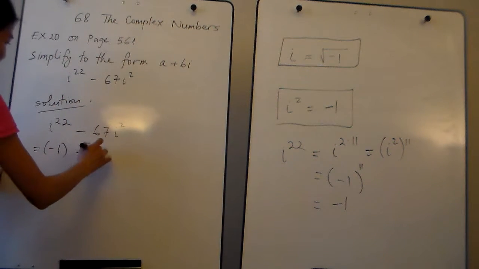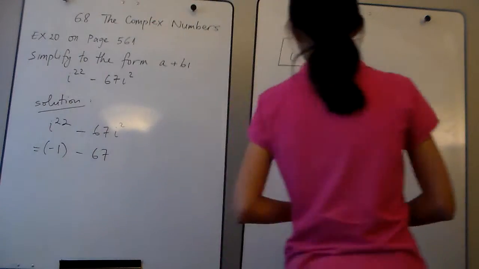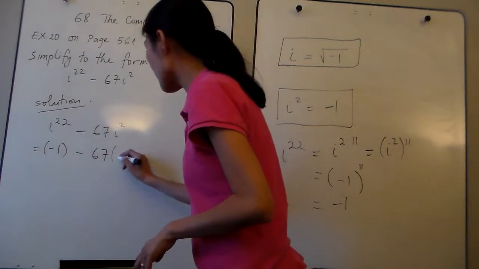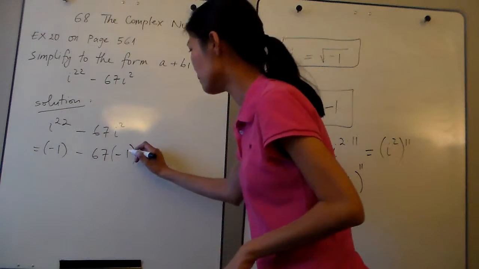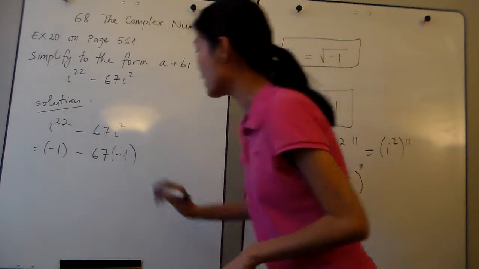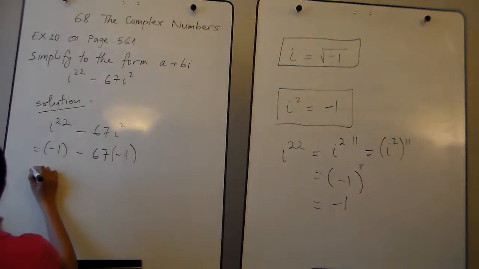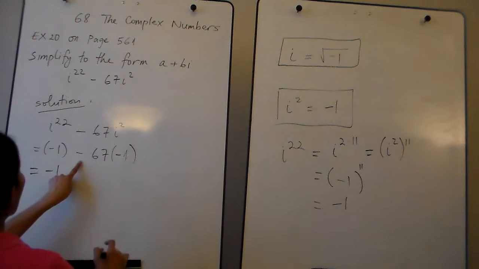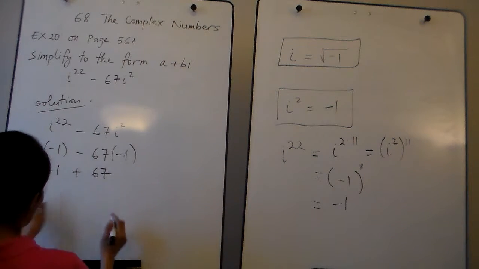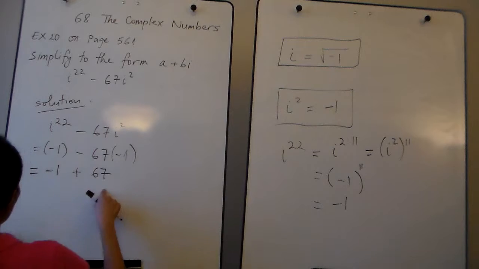Minus 67 for i squared. We know what i squared is, which is equal to -1 right here. So I'll replace i squared with -1, and then simplify as much as possible. So we have -1, and negative times negative is positive 67, because negative 67 times -1 is positive 67.